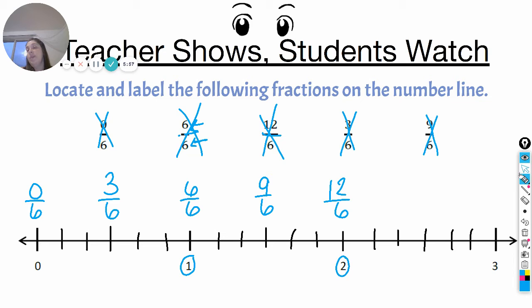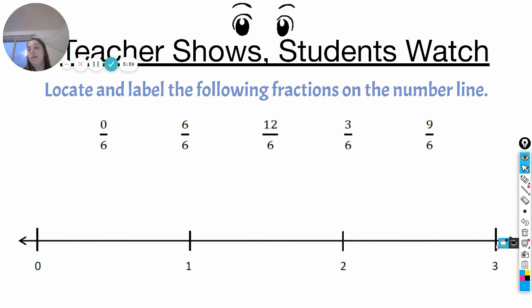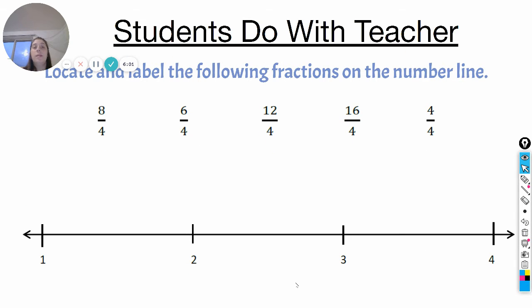Okay, let's go ahead and have you try one with me. Same thing, locate and label the fractions on the number line. The first thing I want you to do is make your number line. Notice that this time it starts at one whole, and then we have 2 wholes, 3 wholes, and 4 wholes. So I'm going to give you a minute to make your number line, and then we'll talk about how many pieces it needs to be broken into.